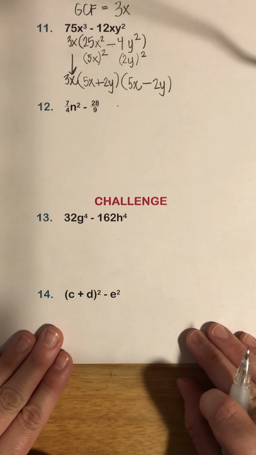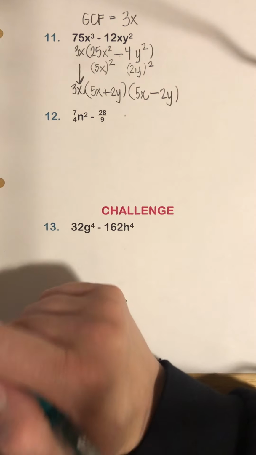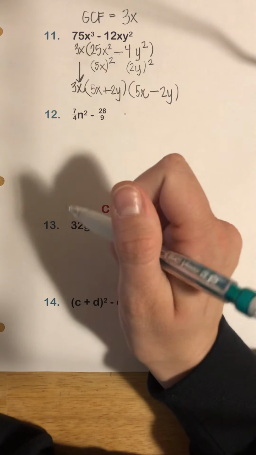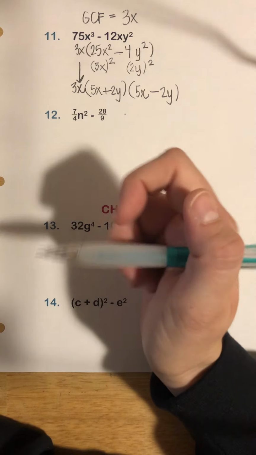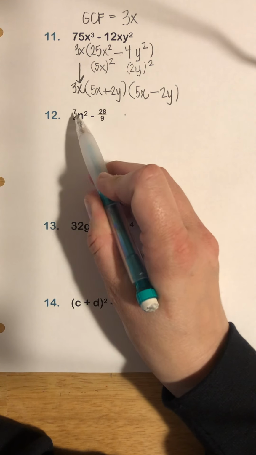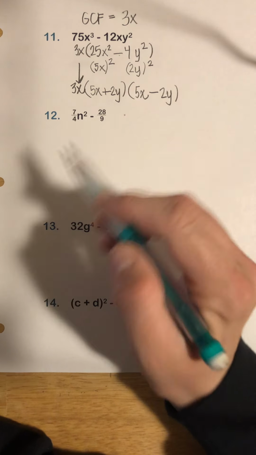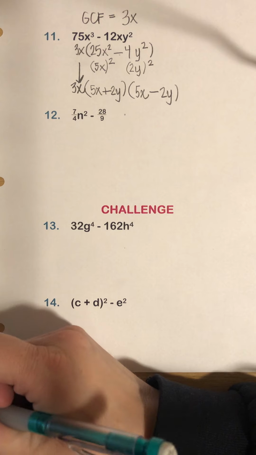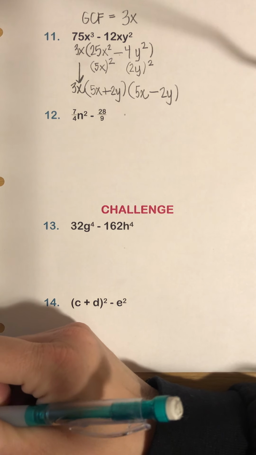All right, let's look at number 12. I threw a fraction in there because fractions are fun. All right, let's look at these fractions. Okay, so I'm going to try to make this easy on y'all because I know some of y'all don't really like fractions like I do. Look at the top numbers. We have a 7 and we have a 28. Can you think of what the GCF for 7 and 28 would be? In other words, what's a number that they're both divisible by?